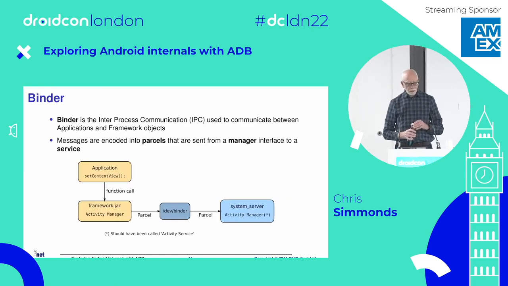Couple of notes about binder. So binder is an IPC. It's an inter-process communication mechanism, a little bit like a socket. So the way it works is like this. So your application, you make a function call, for example, set content view. That function call is in a library called framework.jar, which is in the system framework directory.